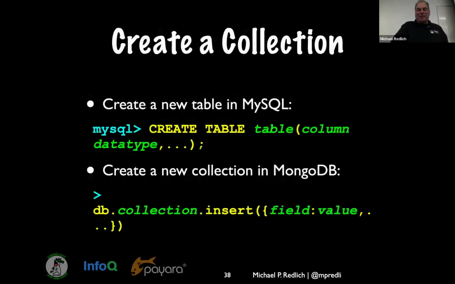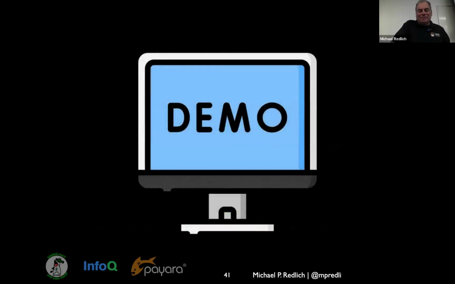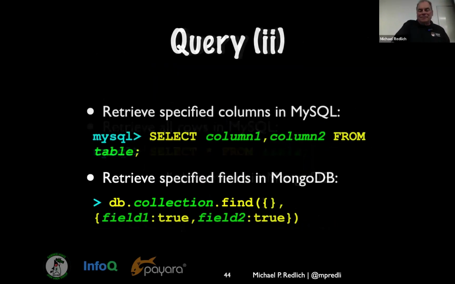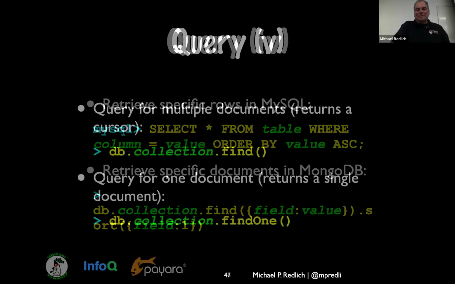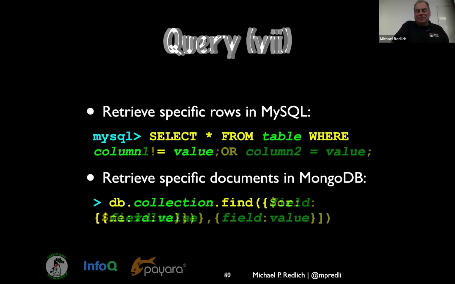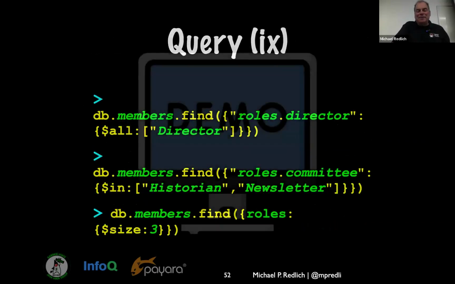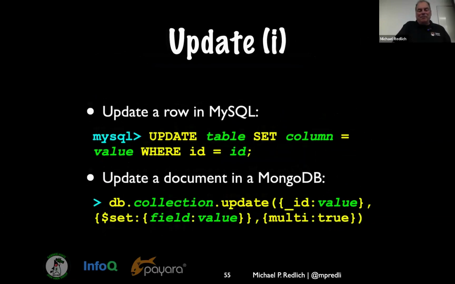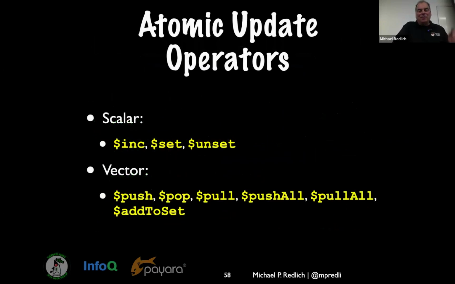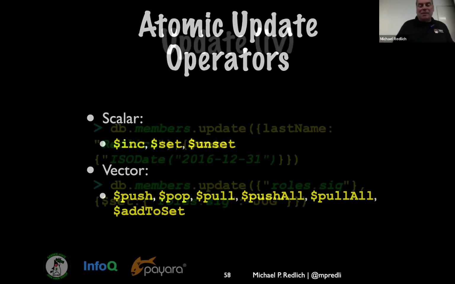Where were we? Update, right? Okay, we went to here and here. And then these are the scalars, the different operators you can do here. I've not tested these, by the way. You can push and pop like a stack and those kinds of things, adding to a set. So these are vector operations. Increment, set, as we saw, and then unset.